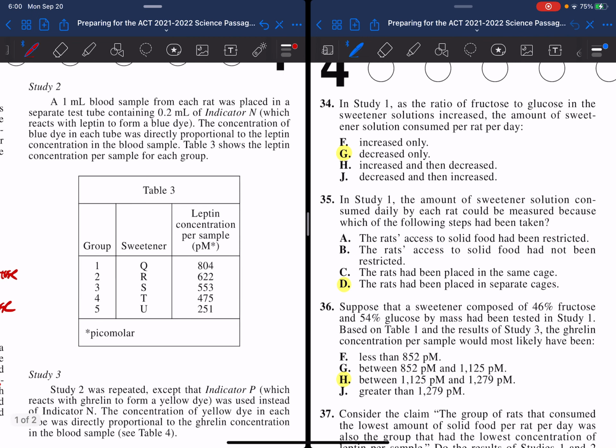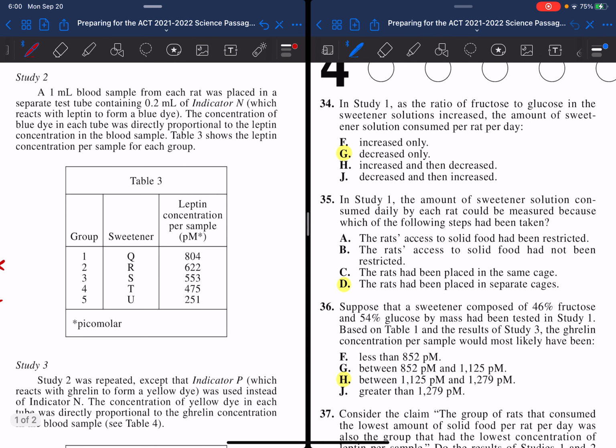So for study number 2, we got a 1 ml blood sample from each rat in a separate test tube containing this indicator, N. It reacts with the leptin, and the concentration was directly proportional to the leptin. Directly proportional means if you double the leptin, you double the indicator. And what we see here is that we see less leptin as we go up the alphabet. So that is more fructose.